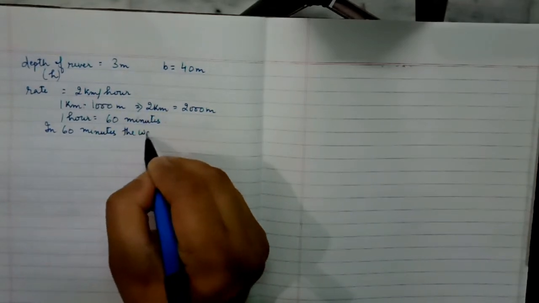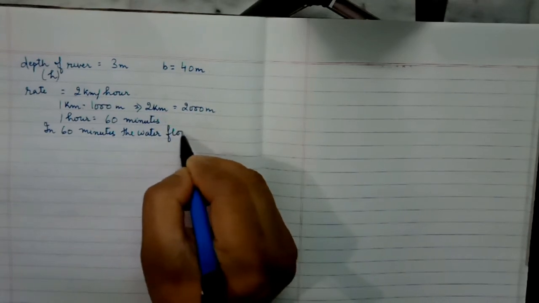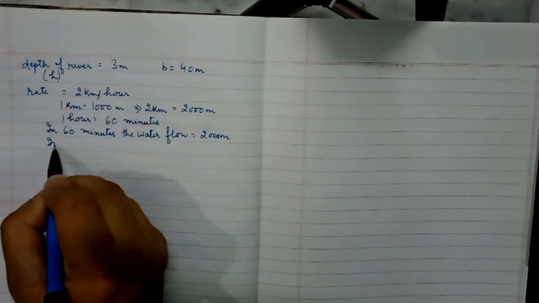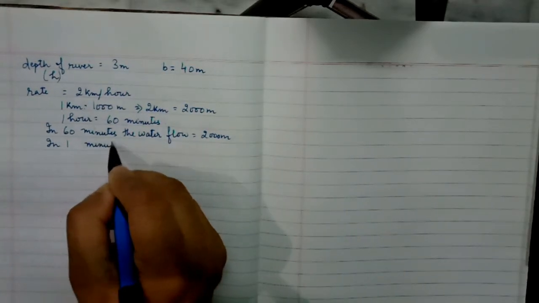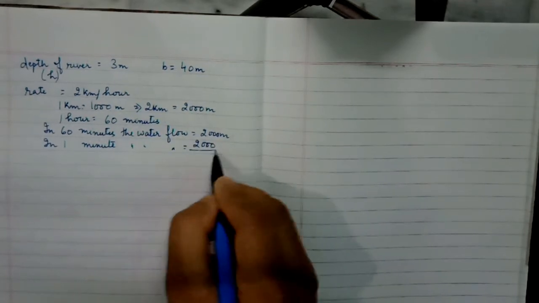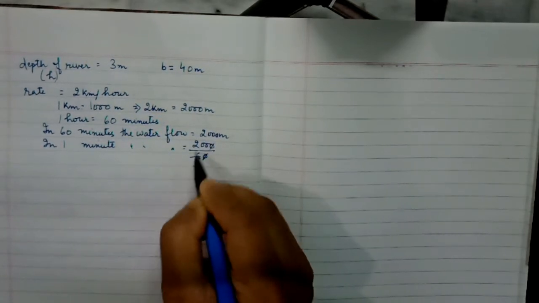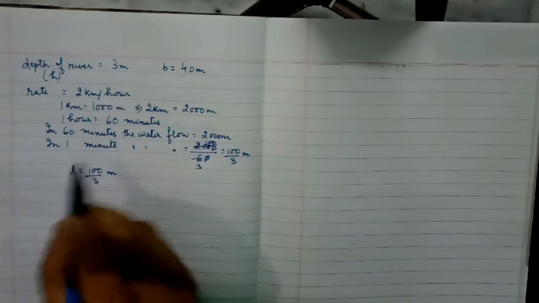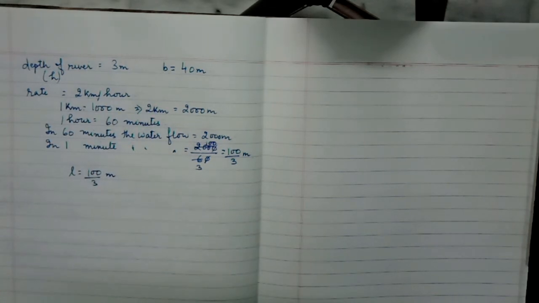Okay, so in 60 minutes the water flow is equal to 2000 meter. So in 1 minute the water flow will be equal to 2000 upon 60, 100 upon 3 meter. This is the length. Length is equal to 100 upon 3 meter. The distance travelled in 1 minute is 100 upon 3 meter. So this will be the length of the river.